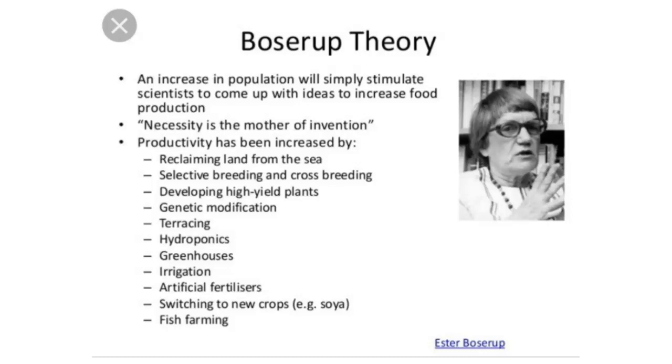An example of a Neo-Malthusian might be Boserup, who was known for coming up with Boserup theory. And so she believed that an increase in population will simply stimulate scientists to come up with ideas to increase food production, that necessity is the mother of invention. Productivity would be increased by reclaiming land from the sea, selective breeding and crossbreeding, developing high yield plants, genetic modification, terracing, hydroponics, greenhouses, irrigation, artificial fertilizers, switching to new crops, and fish farming.